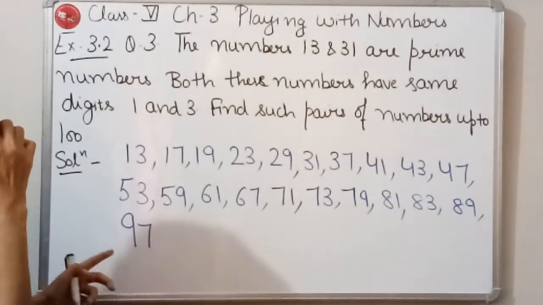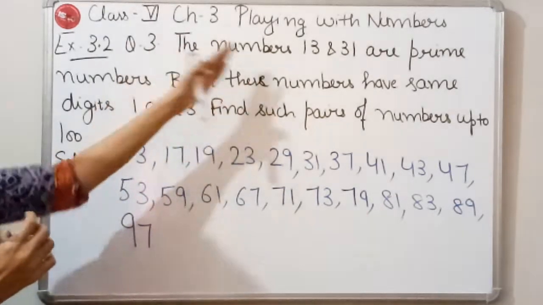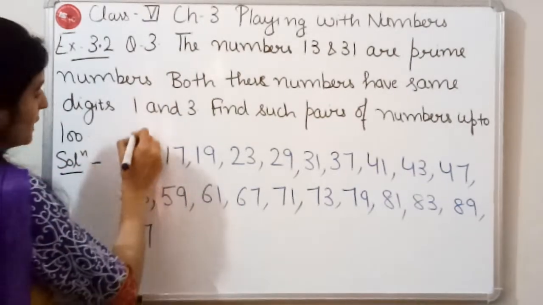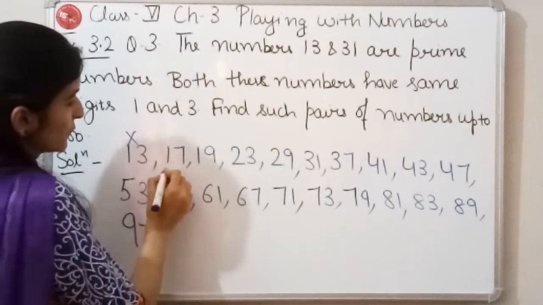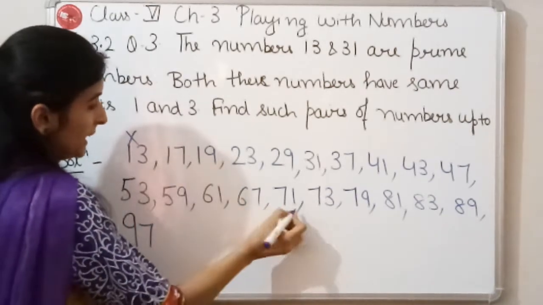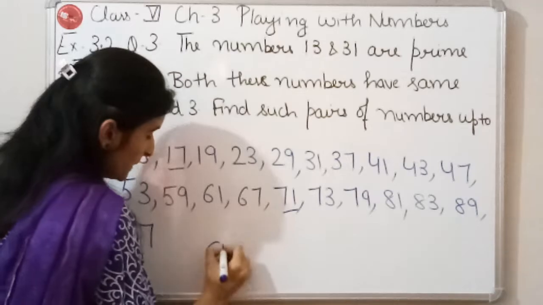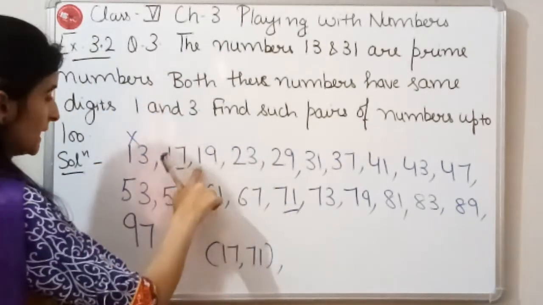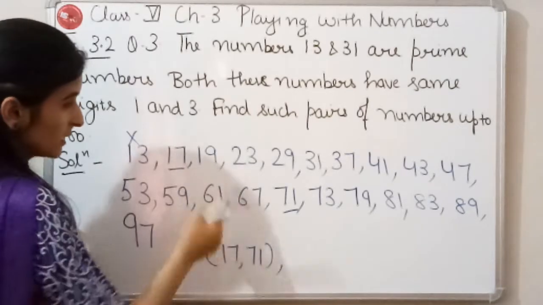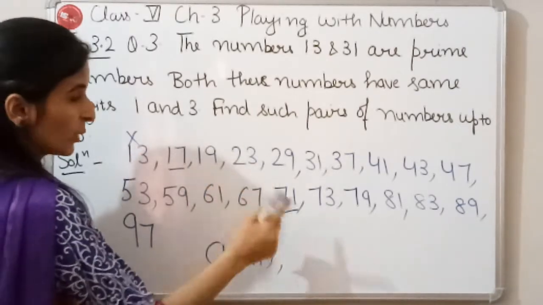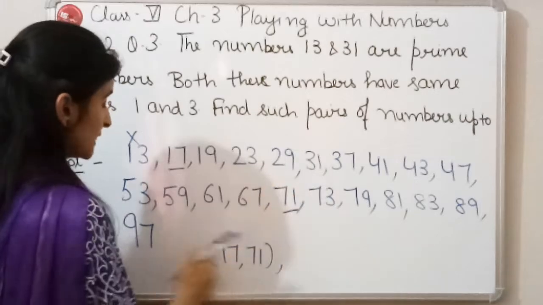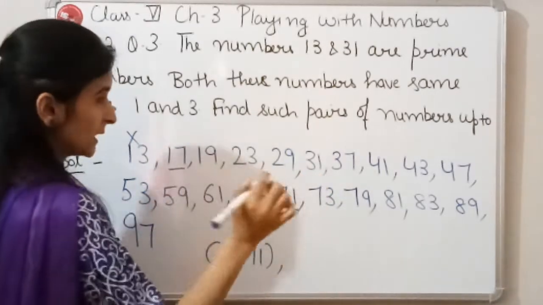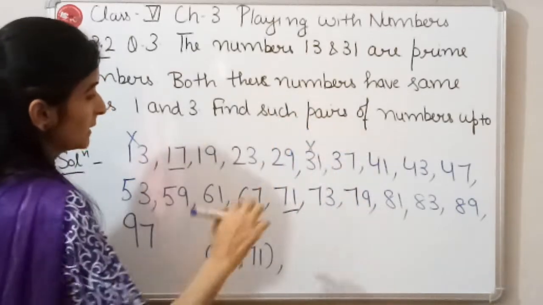Now we have to check the pairs of numbers which are like 13 and 31. Okay, 13 we have already taken. Now let's move to 17. 17 and 71. So one pair is 17 and 71. 19 but 91 is not there. 23 but 32 is not there. 29 but 92 is not there. 31 and 13 we have already taken.